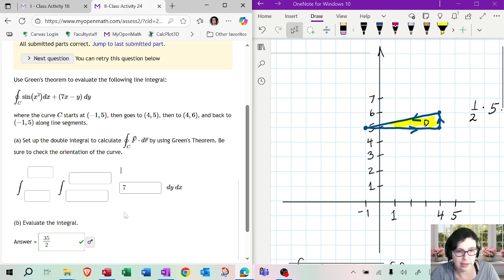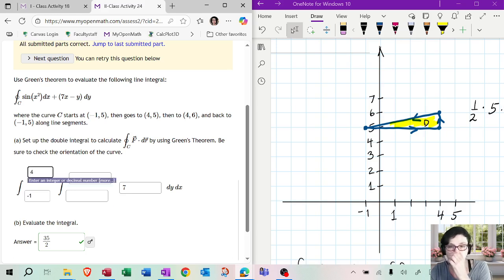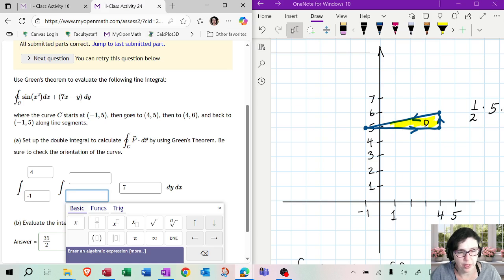So this will be -1 to +4, right? Because that's how x changes. These are extreme values of x. Now, what about y? Some people would say this is going to be from the bottom curve to the top curve. So wouldn't it just be from 5 to 6, because they look at the y values and they are 5 to 6? Well, that would be incorrect, because if all your limits are numbers, then that's a rectangle, and this region is definitely not a rectangle.